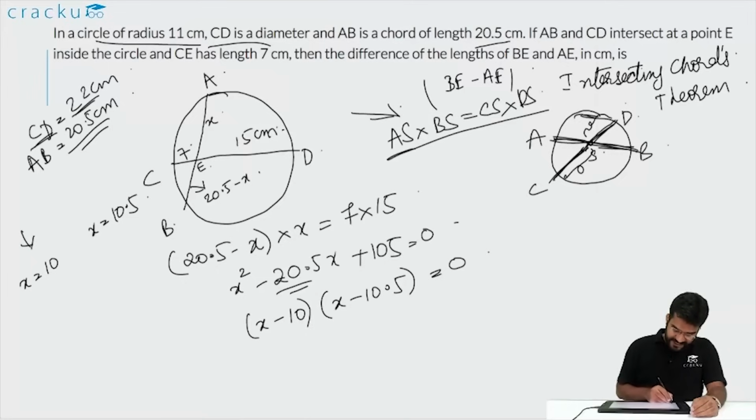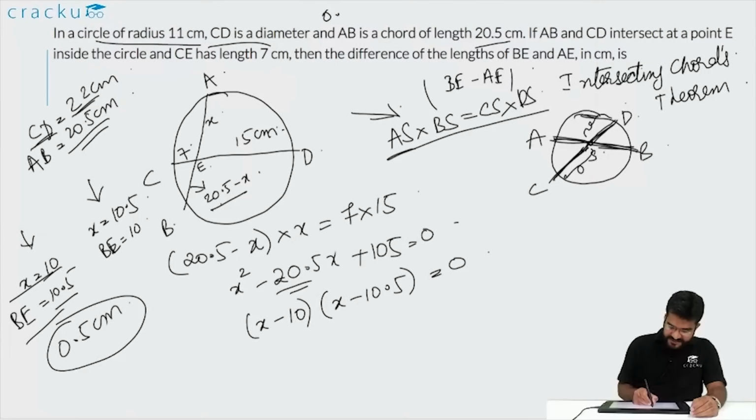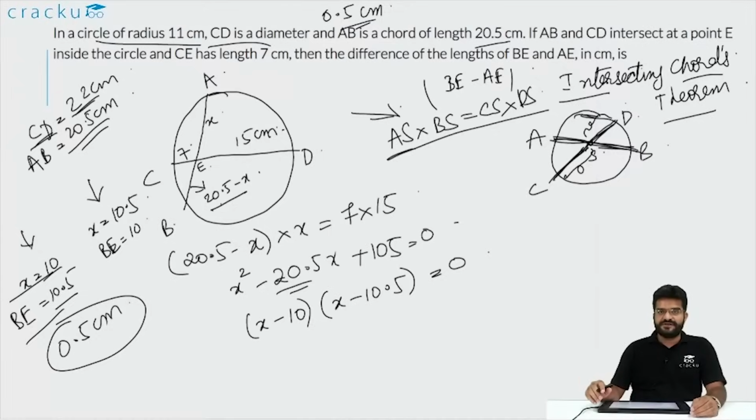In this case, the length of BE is equal to 20.5 minus x, which is equal to 10.5. And in this case, the length of BE is again equal to 20.5 minus x, so BE is equal to 10. In both the cases, the difference between the two line segments BE and AE will be 10.5 minus 10, which is equal to 0.5 centimeters. So the answer in this case is 0.5 centimeters. This is a good use of the theorem that we discovered, the intersecting chords theorem. Just read it so that you will understand this better.